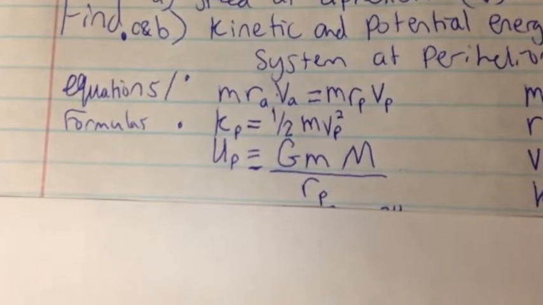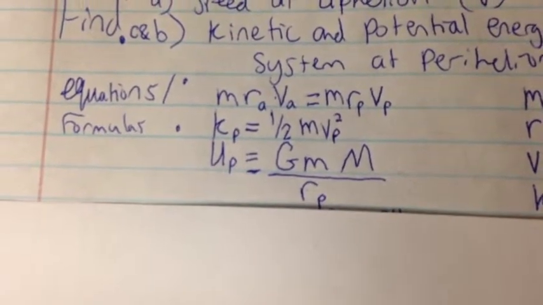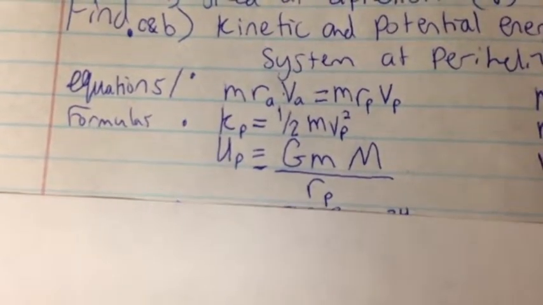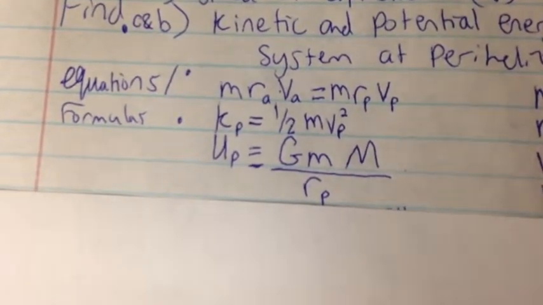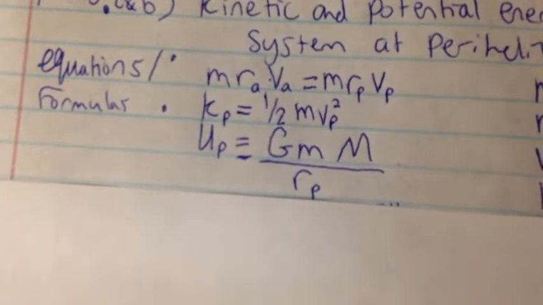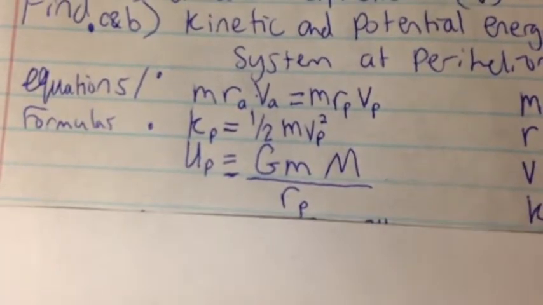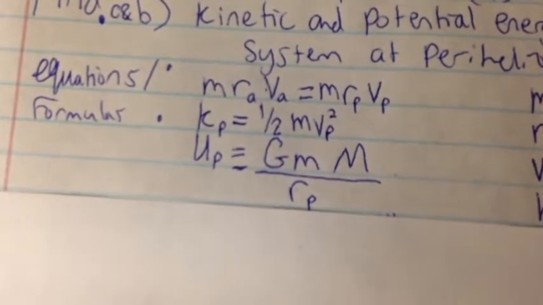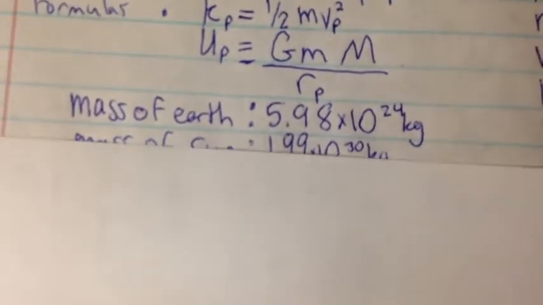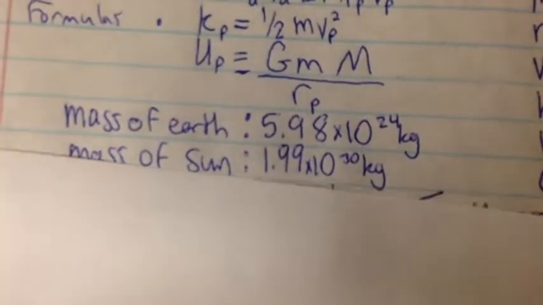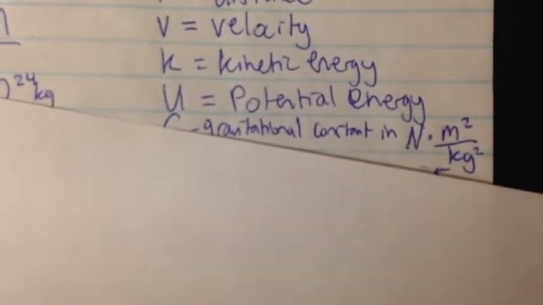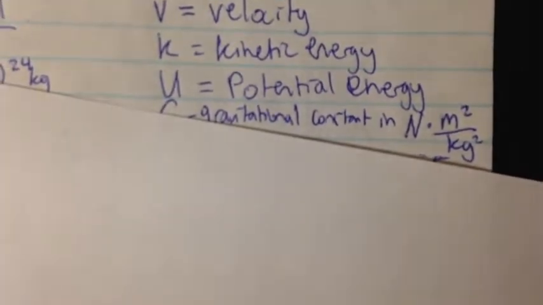For potential energy, the equation is U is equal to negative, don't forget the negative, G, the gravitational constant, times m, lowercase m being the mass of Earth, or of one body, and uppercase M being the mass of another body, in this case the Sun, over R. Again, the sub P is for perihelion, but it is used for both perihelion and aphelion. R is the distance. The gravitational constant is measured in newtons times meters squared over kilograms squared. That's important for when you are doing your equations.